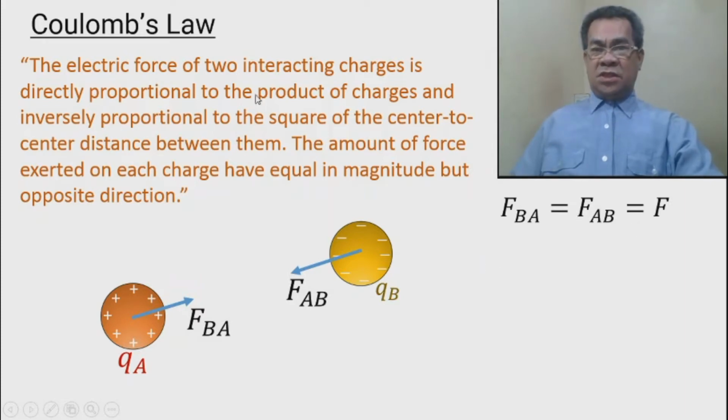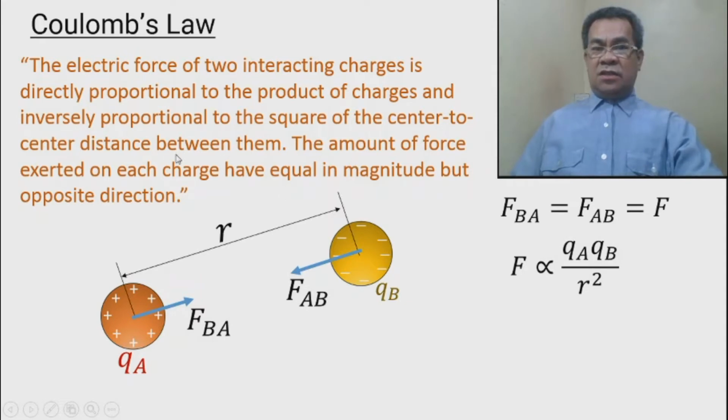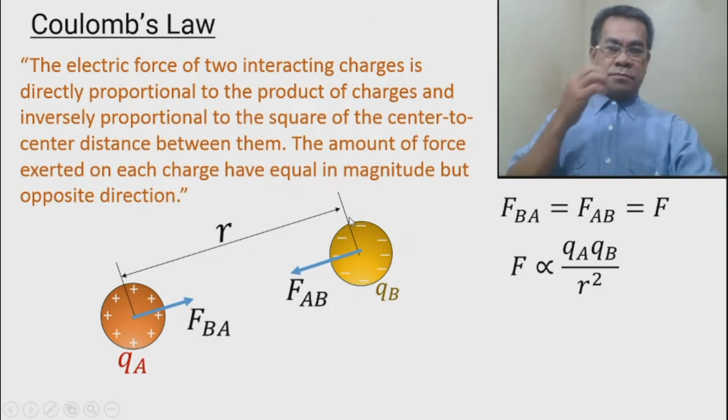So the law says that this force is directly proportional to the product of the charges. The charges are QA and QB. If you multiply these two, the product is directly proportional to F. The greater the product, the greater the force. But it is inversely proportional to the center-to-center distance between them. Let this be equal to R. R will be the center-to-center distance of the charges.